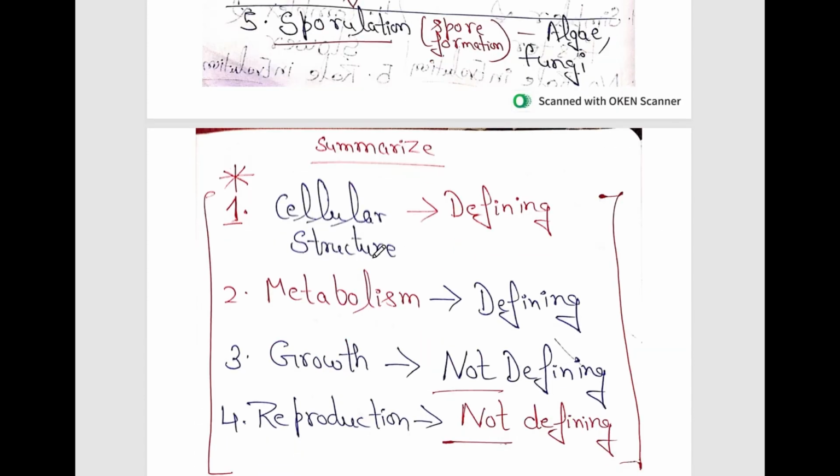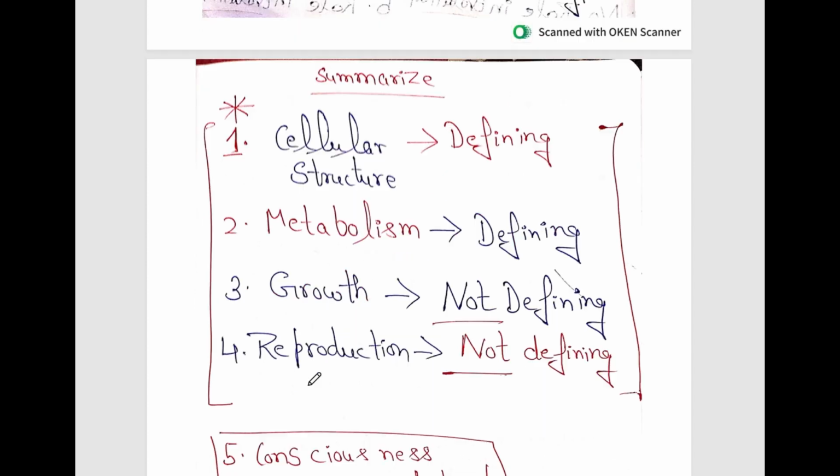Now the summary of four points: cellular structure or cellular organization is a defining feature. Metabolism is also defining. Growth and reproduction are not defining. Growth is not defining. Reproduction is also not a defining feature.